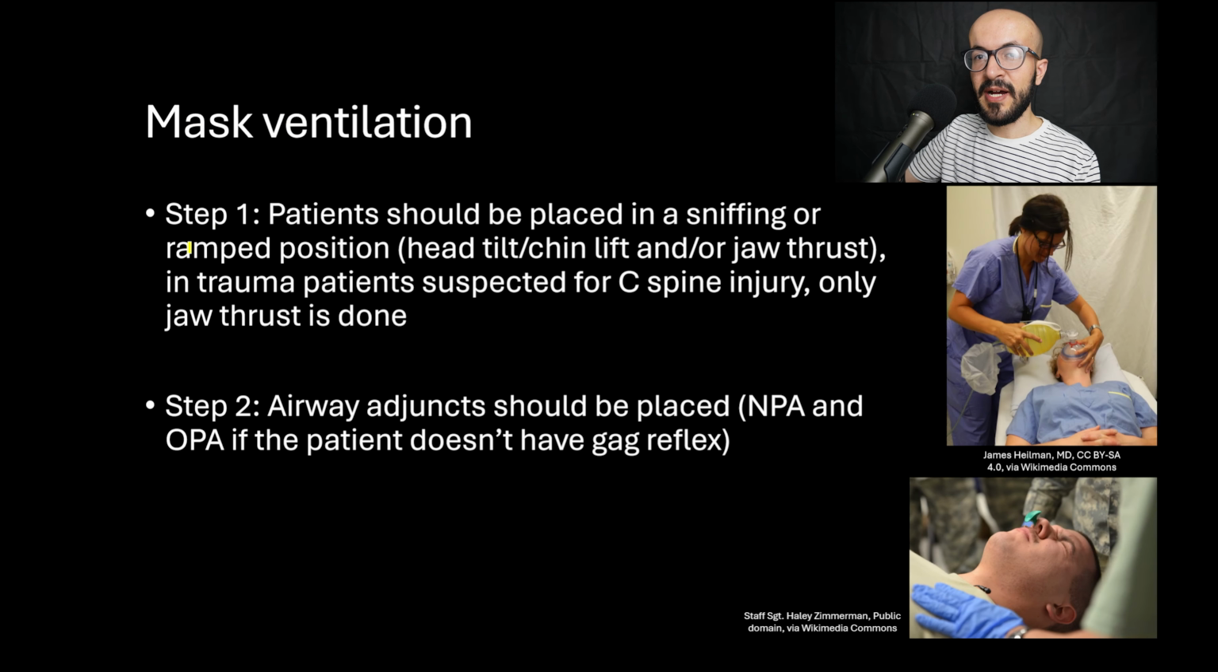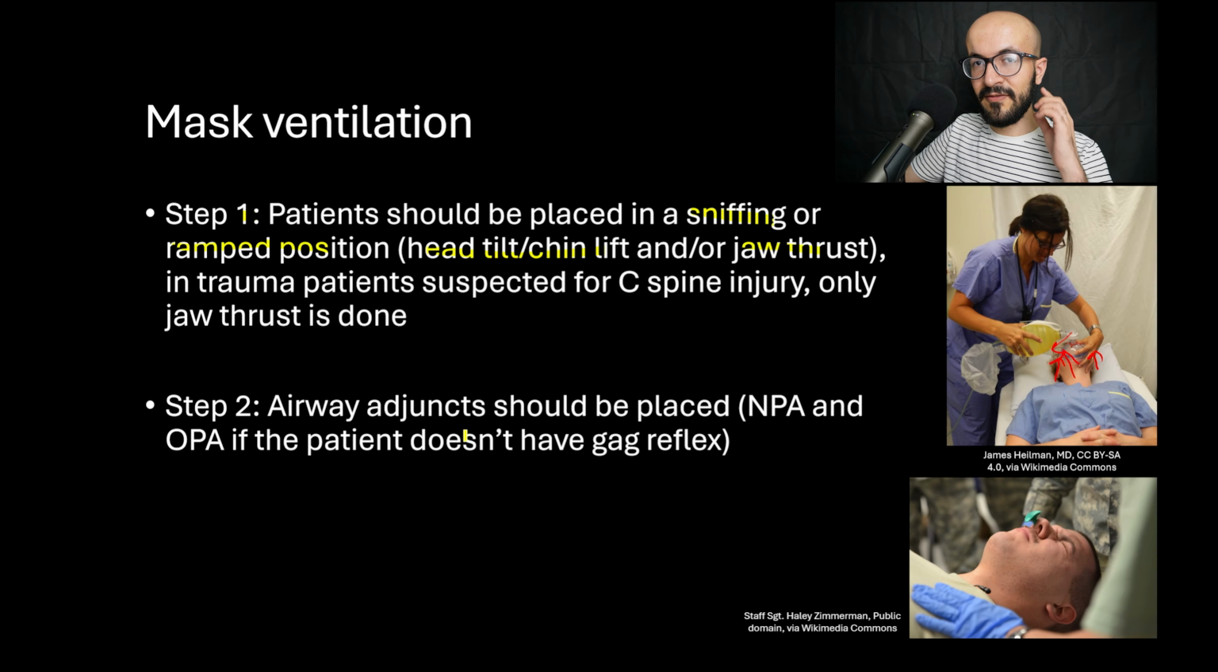Now, to start mask ventilation, there are steps you have to follow. Starting from step 1, the patient should be placed in a sniffing or ramped position. Sniffing position means head tilt and chin lift and/or jaw thrust. As you can see in this picture here, the head will be tilted like that and the chin will be lifted this way. Jaw thrust can also be done by lifting the jaw upward.